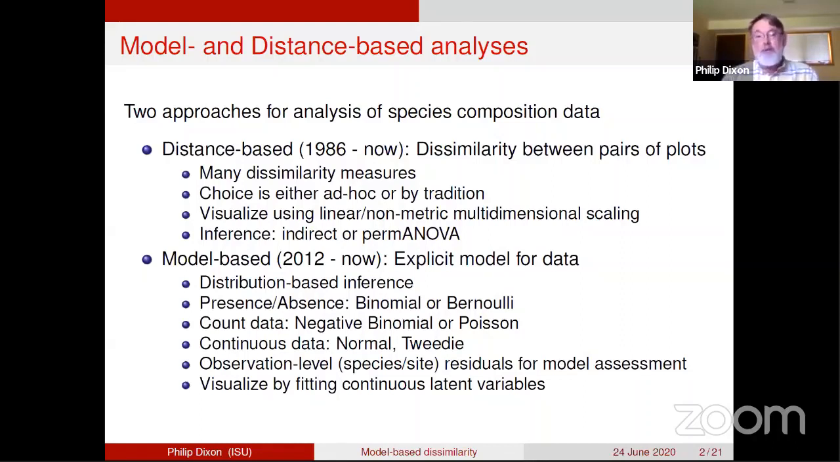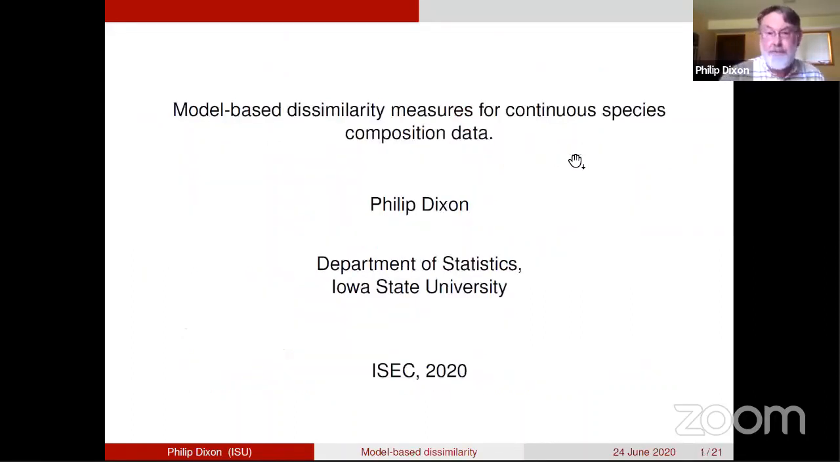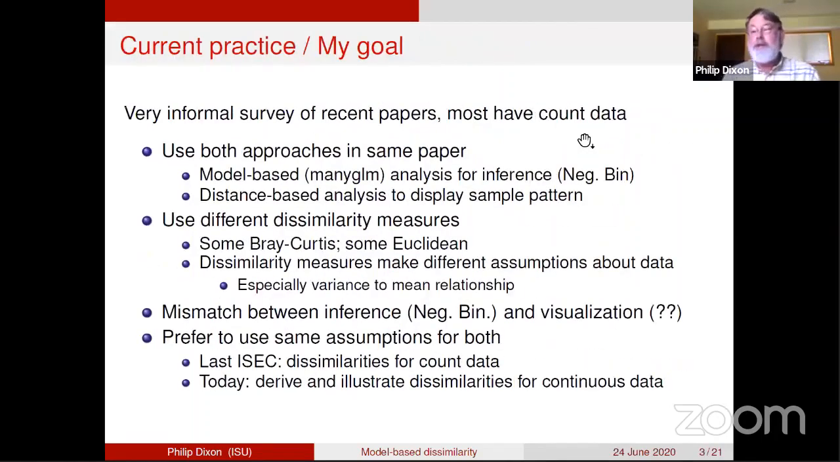Starting about 10 years ago, David Warton and friends have argued for an alternative model-based approach, where there's an explicit model for the data, and that model then provides the foundation for inference, and recently the possibility of visualizing data by fitting continuous latent variables. Now, some people think that this is an either-or, but in practice, you find people using both approaches in the same paper.